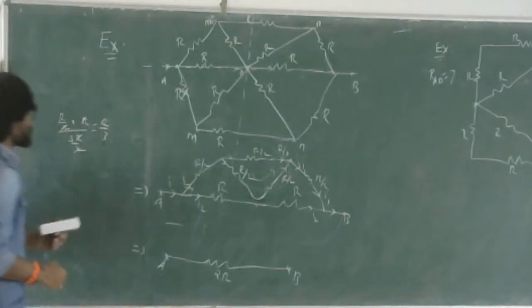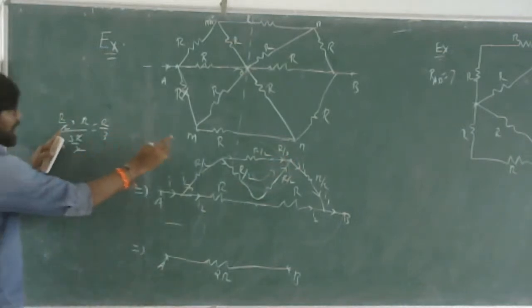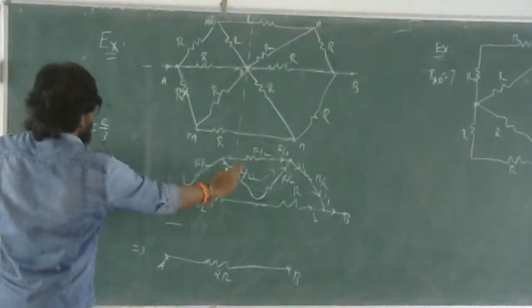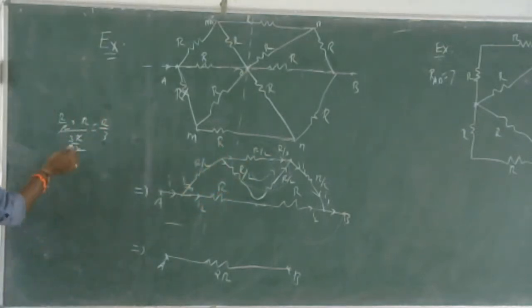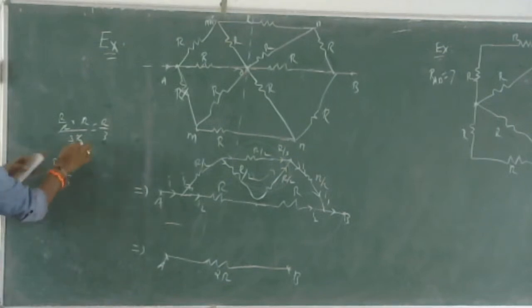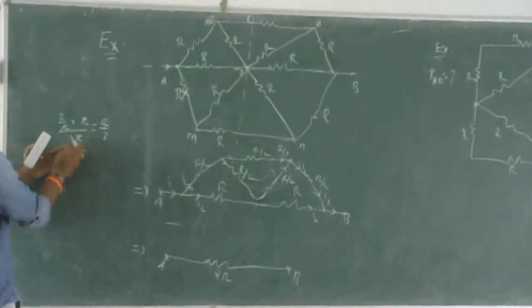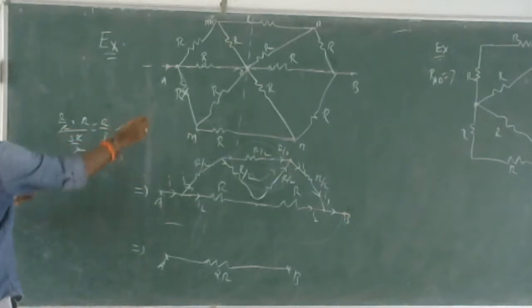R by 3 or R by 2? Check it. So R into R by 2 plus R by 2. R plus R by 2 how much? R plus R by 2, 2R plus R, 3R by 2. Yes, here the 2 cancels, 1 R gets cancelled. R by 3. Yes, I will take R by 2.